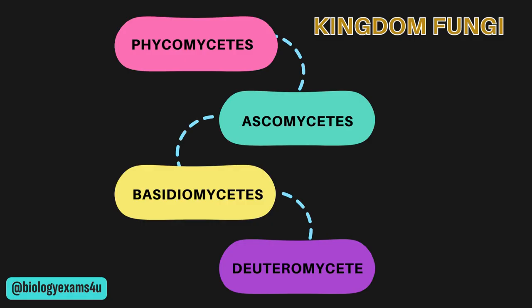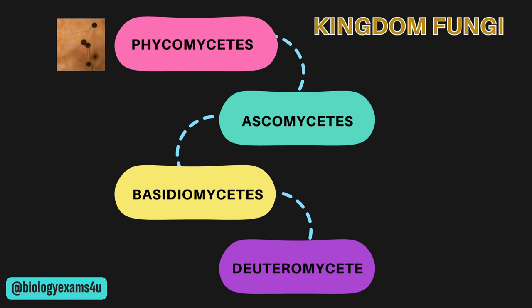The third kingdom, Fungi, includes multicellular organisms such as mushrooms, yeasts, and morels. This kingdom includes phycomycete, ascomycete, basidiomycete, and deuteromycete. Phycomycetes are saprophytes or obligate parasites on plants. Mycelium is aseptate and coenocytic, or multinucleate condition without a crosswall. Some common members include the bread mold Rhizopus, Albugo, and Mucor.